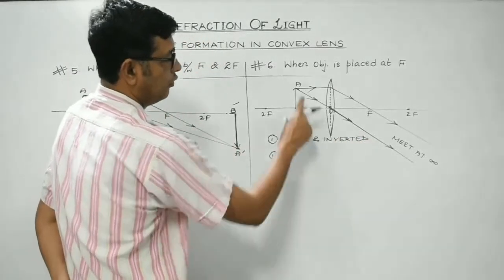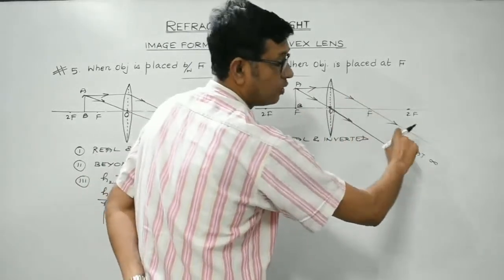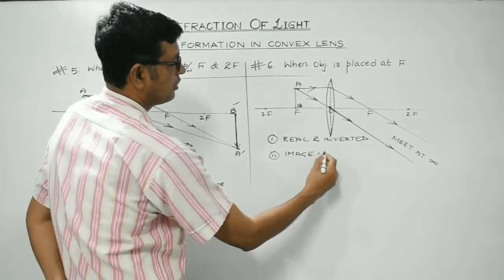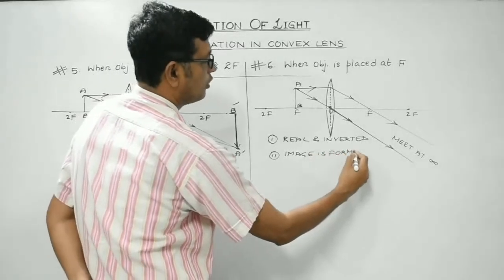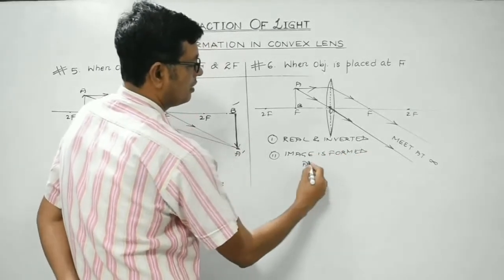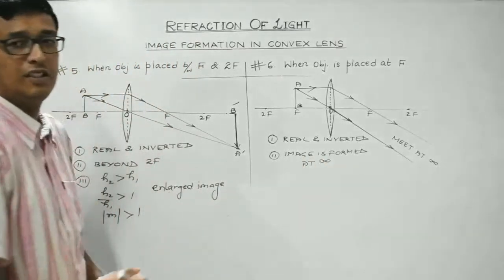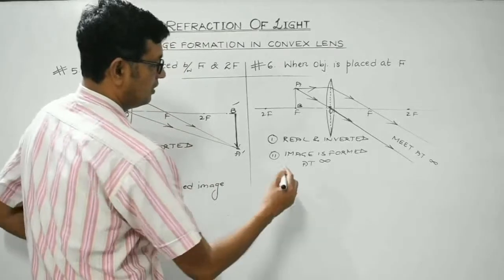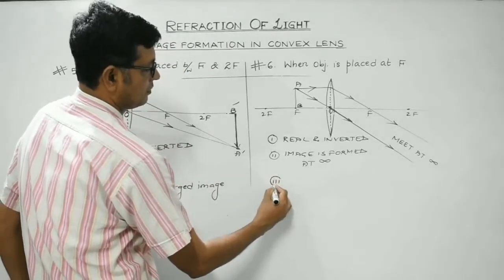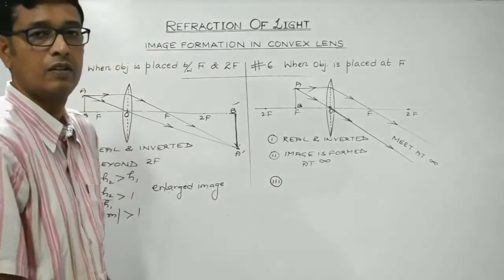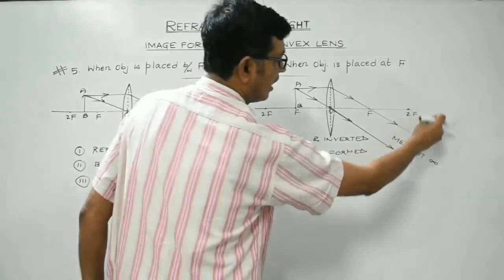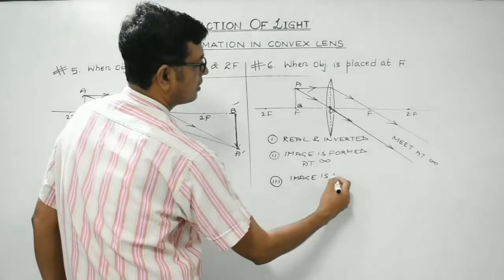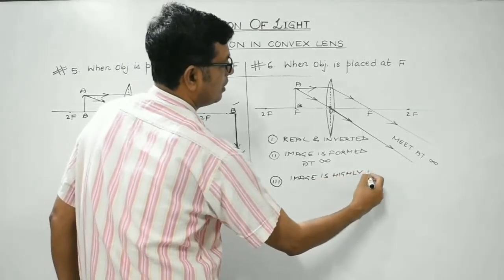Second, where the image is formed: these two rays will meet at infinity. So, image is formed at infinity, right? Third point, image is highly magnified.